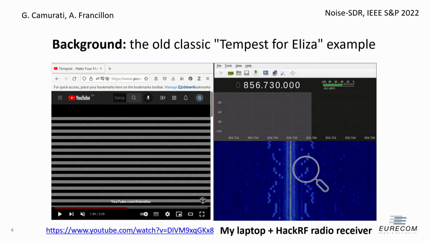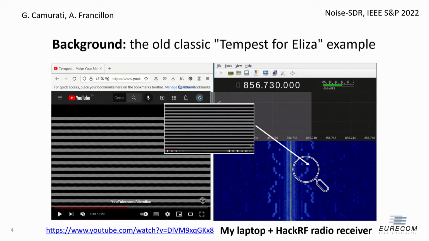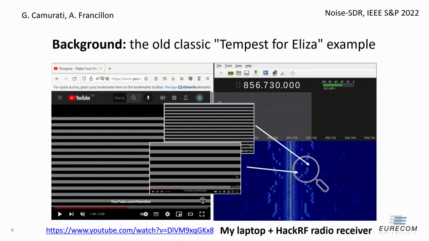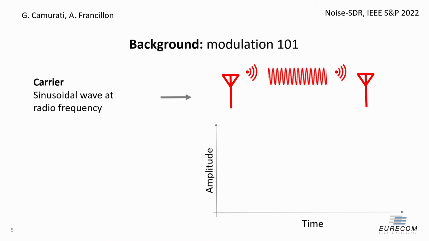So here you can see my screen. I'm playing a YouTube video with some stripes. And on the right-hand side, you can see what I observe on the radio spectrum with the radio receiver. What we can observe is that depending on the frequency of the stripes, we have different frequency components on the radio spectrum. And if we interpret them as tunes and we play audio, we can hear Beethoven's Für Elise. However, in the real world, we want to transmit binary data.